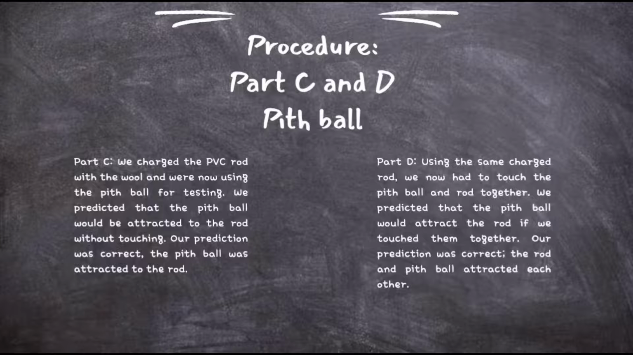Procedure Part C and D, pith ball. Part C. We charged the PVC rod with wool and we're now using the pith ball for testing. We predicted that the pith ball would be attracted to the rod without touching. Our prediction was correct. The pith ball was attracted to the rod.